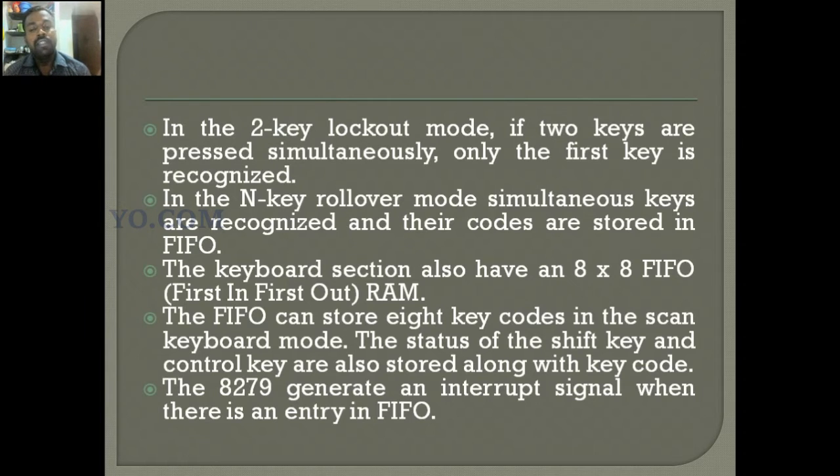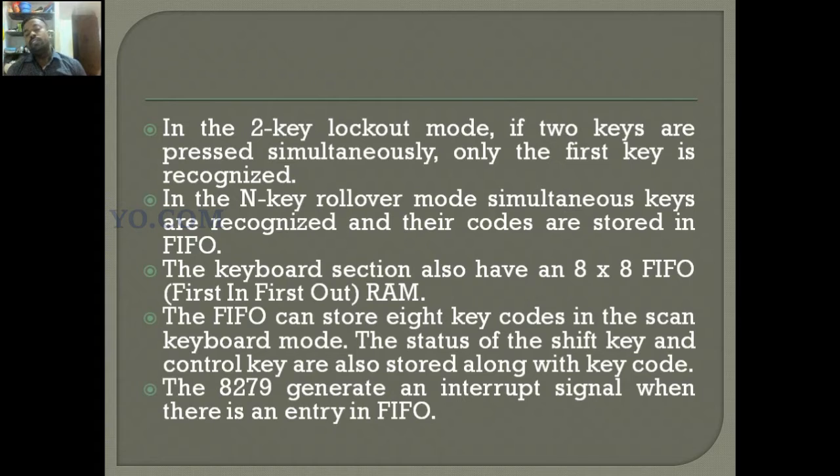The keyboard section also has an 8x8 first in first out RAM that is used to store the scanned data. The first in first out RAM can store 8 key codes in the scan keyboard mode. The status of the shift key and control key are also stored along with the key code. The 8279 generates an interrupt signal when there is an entry in the first in first out RAM.